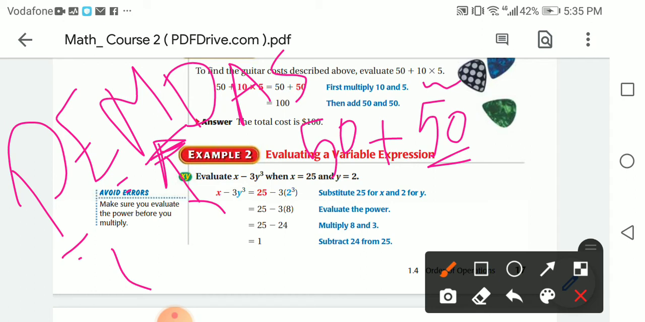So 10 times 5 equals 50. 50 plus 50 equals what? Equals 100. Why? Because after multiplication, we can use division, but we don't have any division in the operation. Do you have addition? Yes, we have addition. So 50 plus 50 gives you 100. So the answer must be $100. The correct answer is 100. If your friend has another solution, it's wrong. Okay.